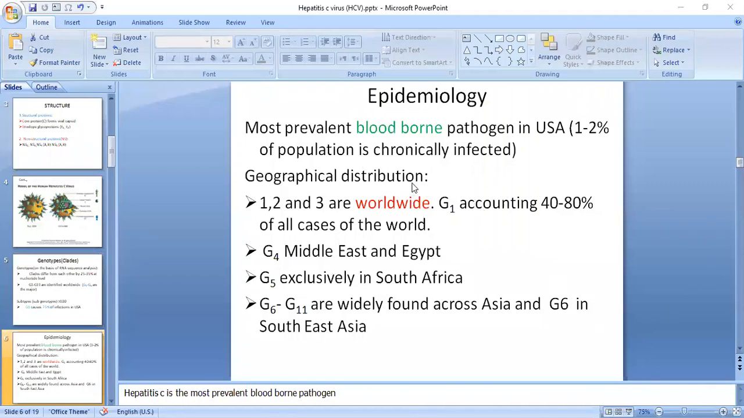This is the geographical distribution of the genotypes. Genotypes 1, 2, and 3 are worldwide, and G1 accounts for 40 to 80% of all cases in the world. This shows which genotypes are common in which country and in which area.